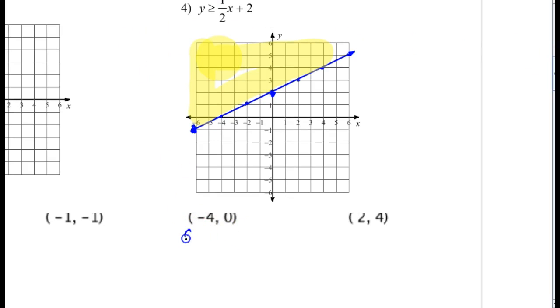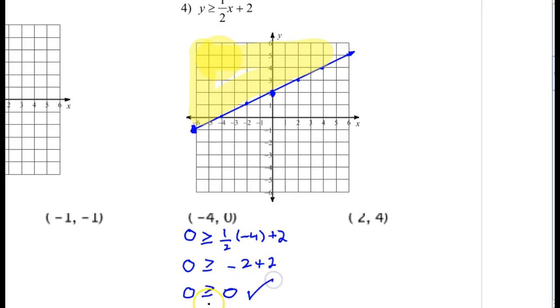So we got, is 0 greater than or equal to half of negative 4 plus 2? And we get, is 0 greater than or equal to negative 2 plus 2, which equals 0 itself. So is 0 greater than or equal to 0? Yes, that is true, because it has the equal to part. If it didn't have the equal to part, that would be false. So 0 is greater than or equal to 0. And it's right here on the line.